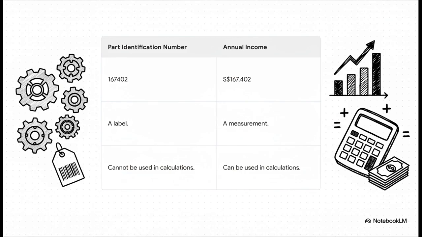And here we go. Here's the reveal. That exact same number, 167,402, can have two totally different identities. Over on the left, it's a part identification number. It's basically just a name, a label. You can't add it, you can't subtract it, it wouldn't make any sense. But on the right, it's an annual income. Now that is a quantity you can absolutely do math with, and that distinction right there is the foundation for everything else we're going to cover.